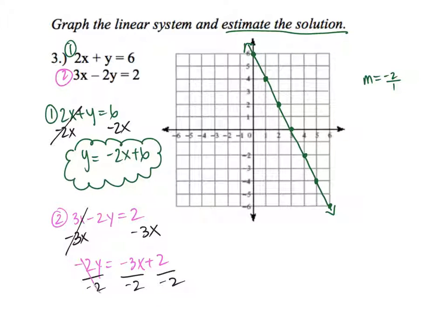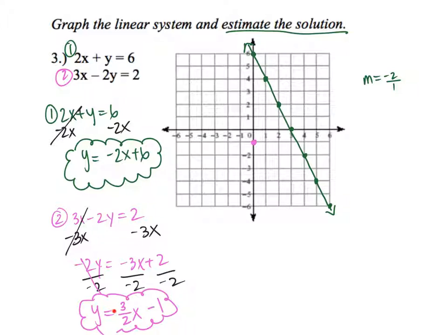So this will cancel. y is equal to, well, let's check out our slope here. Negative 3 divided by negative 2. I can keep that as a fraction because that's my slope. That's a positive 3 over 2x. And then if I have 2 divided by negative 2, you get negative 1. So in our case, our equation is 3 over 2x minus 1. So our intercept is negative 1, which I will go ahead and plot on the graph.